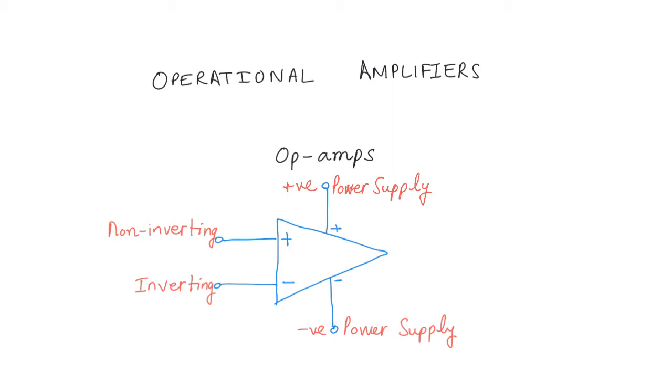We have one more pin, which is of course the output. So that's the output. So an op amp is essentially a 5-terminal device. Two inputs, which are the non-inverting and the inverting inputs, two power supply lines, one the positive power supply and the negative power supply, and an output.